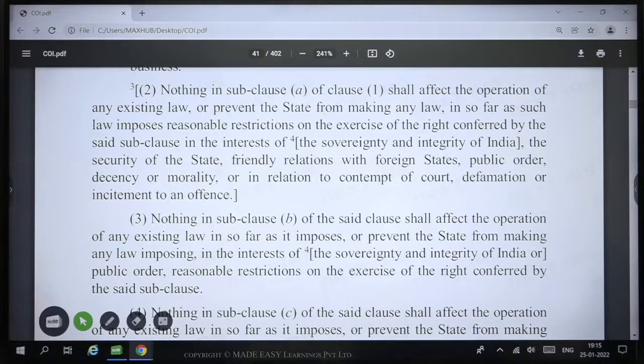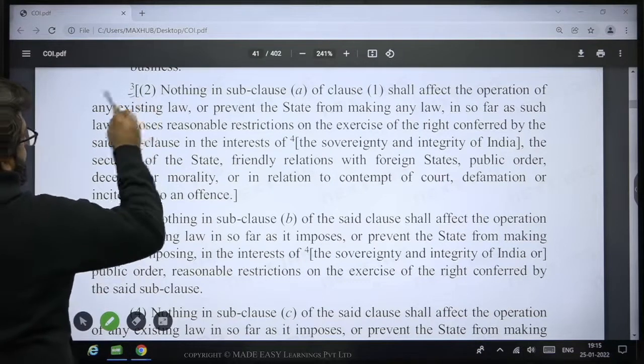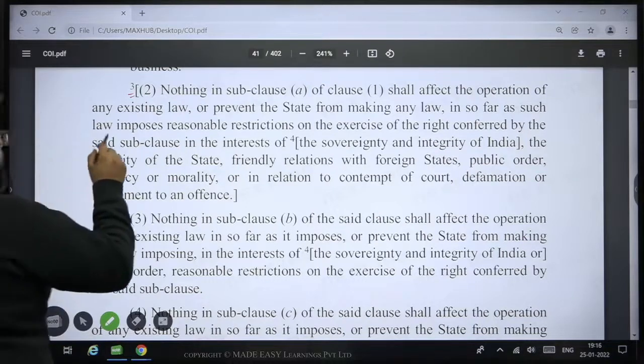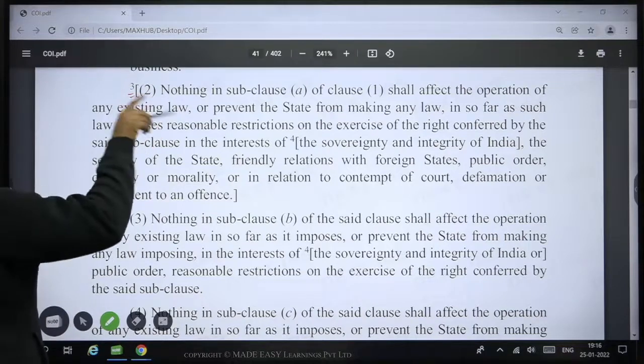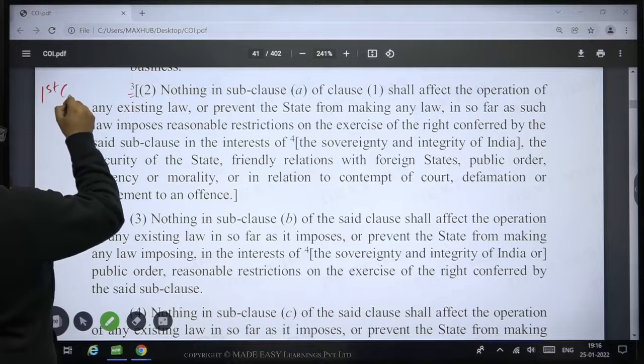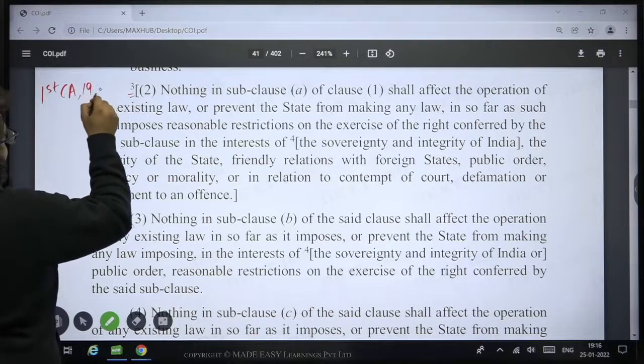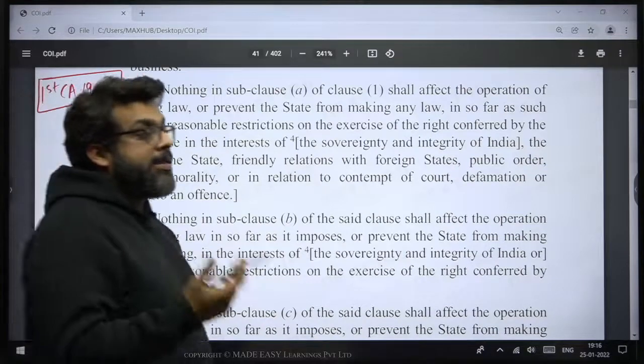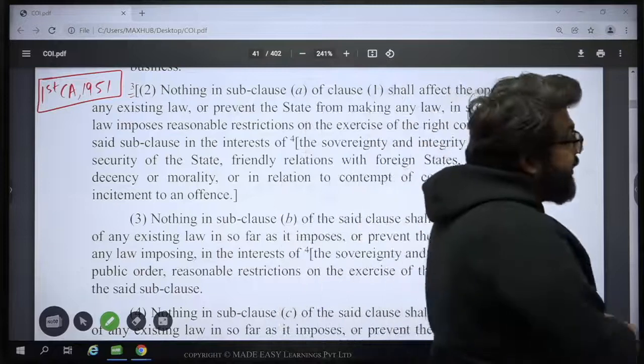Article 19 clause 2. Now if you notice, Article 19 clause 2, these restrictions that we are talking about, was not a part of the original text of the Constitution. In fact, you would be very surprised to note that these were added in the very first amendment to the Constitution. It is very interesting to note, and the first amendment comes from 1951.